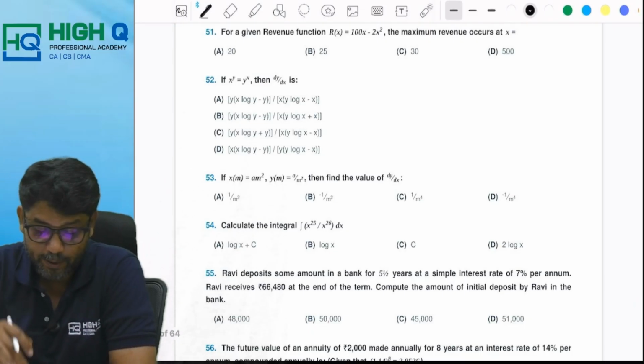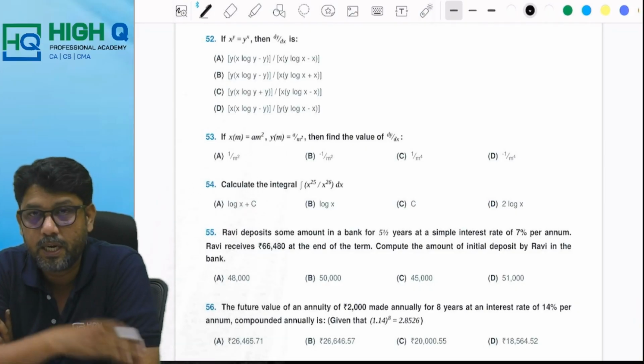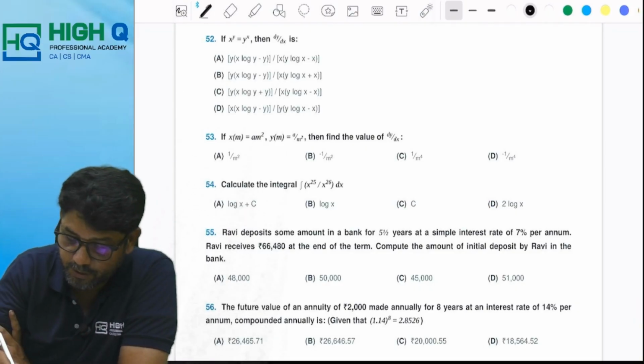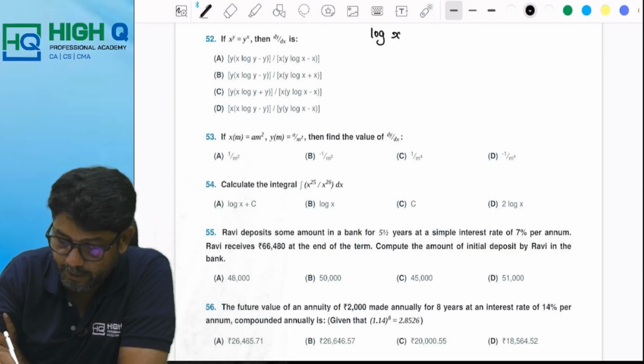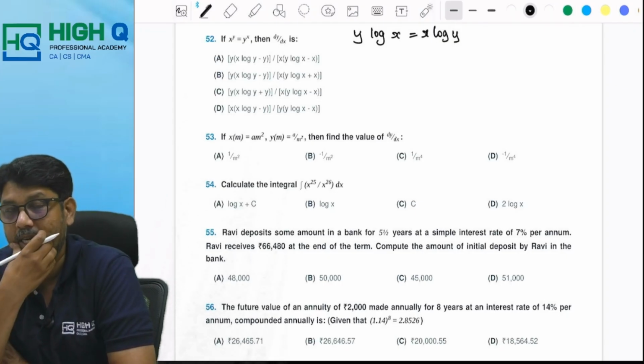Next one. Wow. x power y is equal to y power x. Then they ask you to find dy by dx. I think this is an implicit function and a function raised to a function. Whenever there is a function raised to a function, we need to apply log. So log x power y is equal to log y power x, which is nothing but y log x is equal to x log y. Am I right?